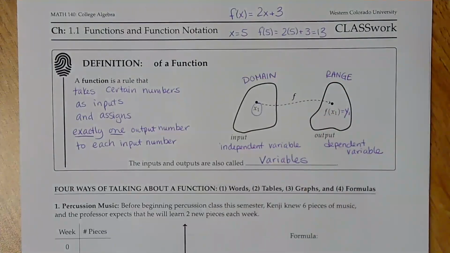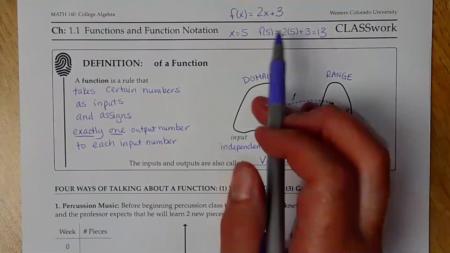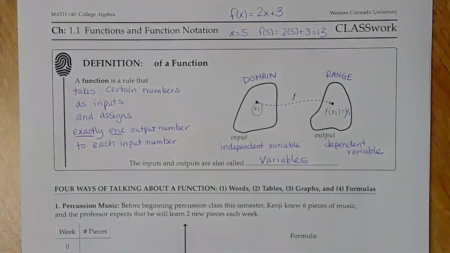And what we're going to look at in this section is 4 ways of talking about a function. So we're going to look at words, which is everybody's dreaded word problems. I'm so sorry. Tables, graphs, and formulas. And our formulas would be like this, f of x is 2x plus 3. So hopefully that'll seem a little bit familiar. But let's look at an example of this.